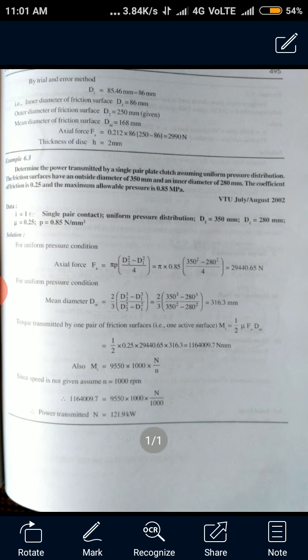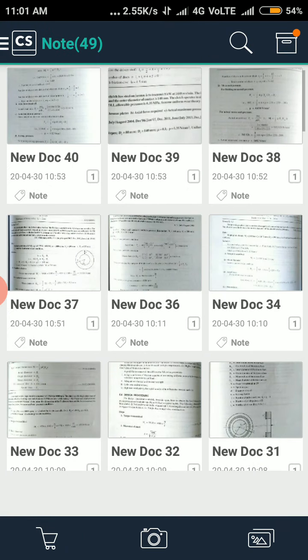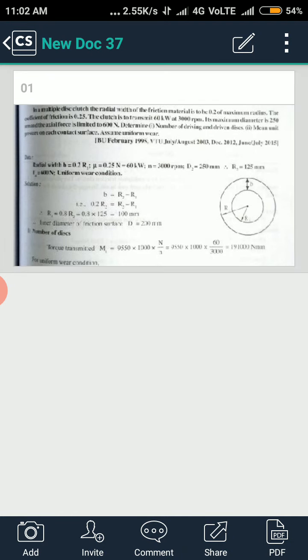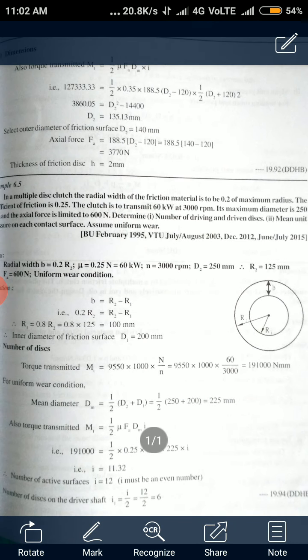Okay, so the problems are very simple. Next we'll go for another problem. This is one of the very important problems that has appeared a lot of times in the exam. So here now we have a multi-plate. Till now you were solving a single plate. Now you have a multi-plate disc clutch.